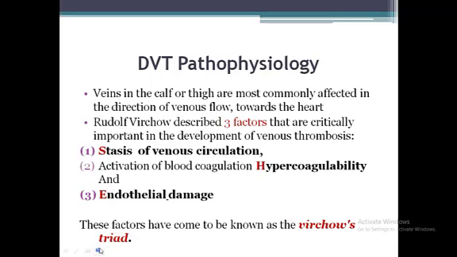Rudolf Virchow is a German physician who described 3 factors that are critically important in the development of venous thrombosis. Let us remember them as SHE. S for stasis of venous circulation, H for hypercoagulability, and E for endothelial damage. These factors have come to be known as Virchow's triad.